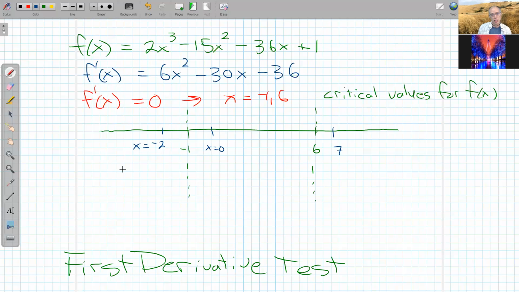I want to know, what's the sign of f prime of x? What's the sign of f prime of -2? What's the sign of f prime of 0? What's the sign of f prime of 7? And if we find there's a change in sign, then we know we went from increasing to decreasing or decreasing to increasing. We can classify what's going on at the actual critical value. So calculator time.